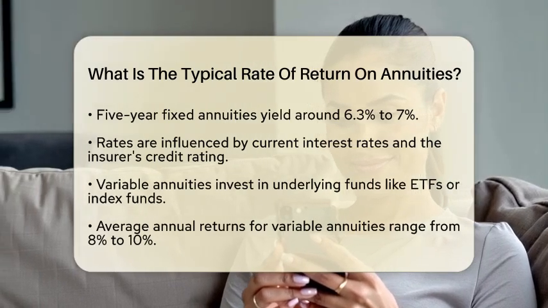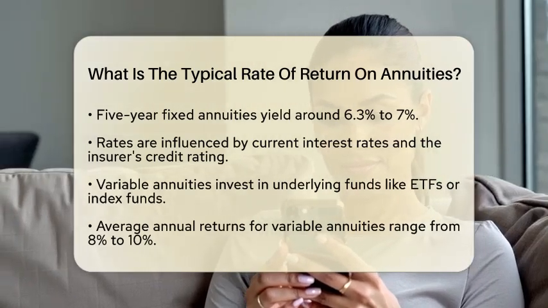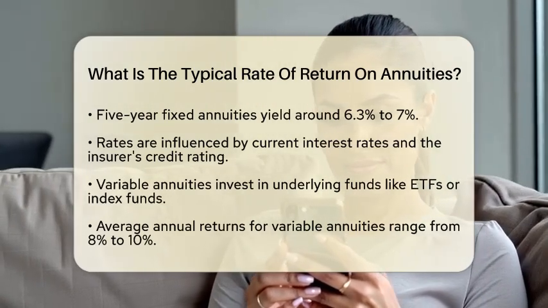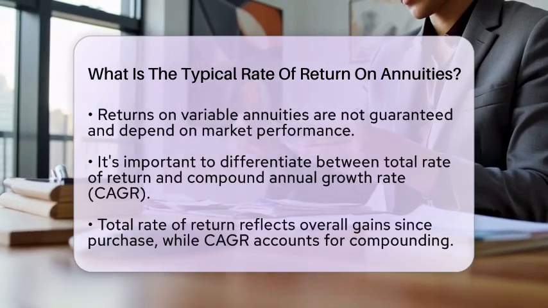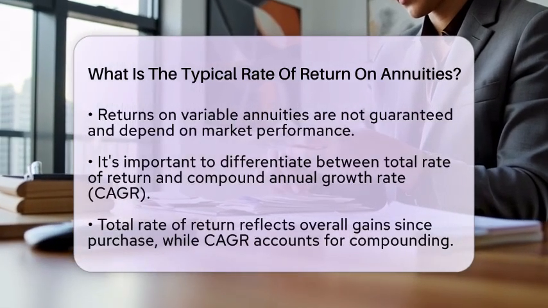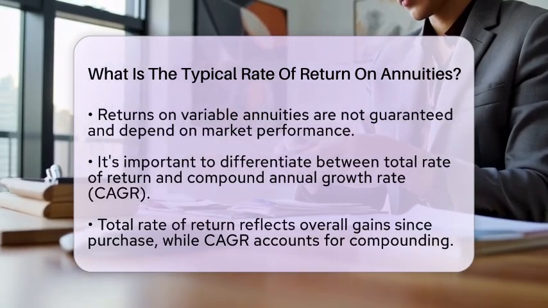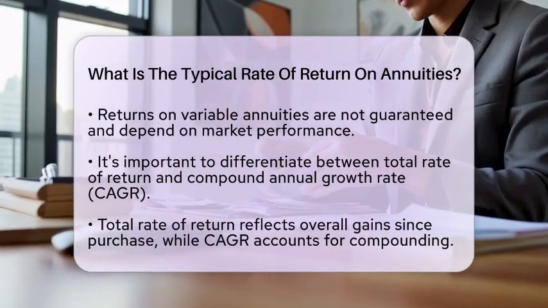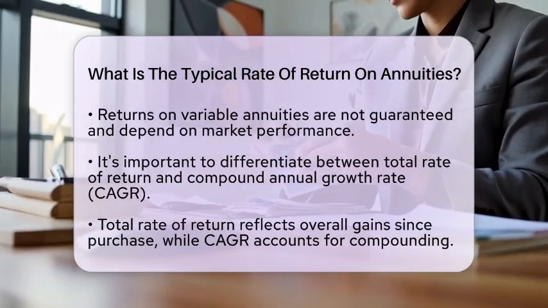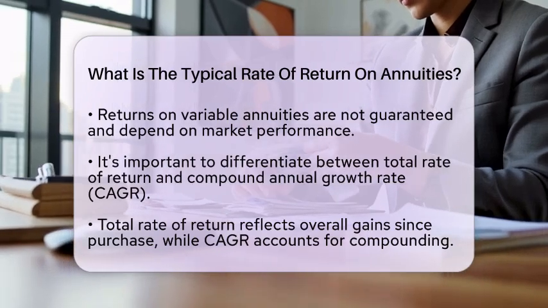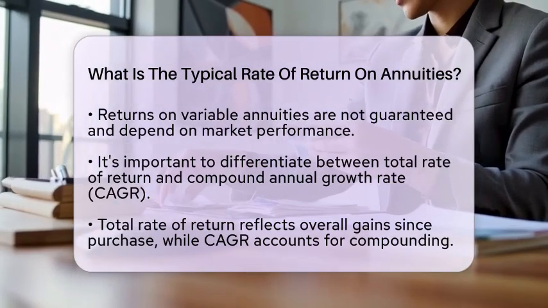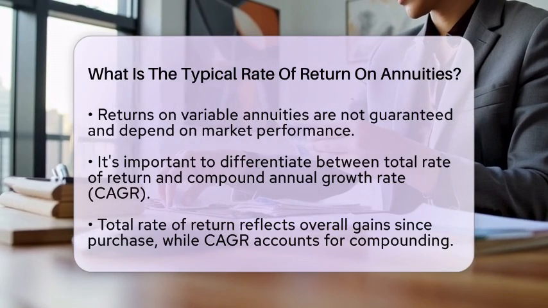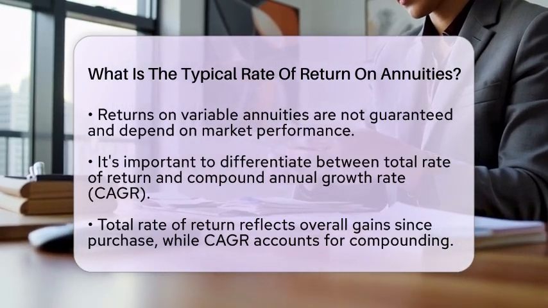When considering annuities for retirement, it is essential to distinguish between the total rate of return and the compound annual growth rate. The total rate of return shows the overall gain since purchase, while the compound annual growth rate reflects the average yearly return, accounting for compounding over time. For example, if an annuity grows from $400,000 to $500,000 in 4 years, the compound annual growth rate would be about 5.7%.